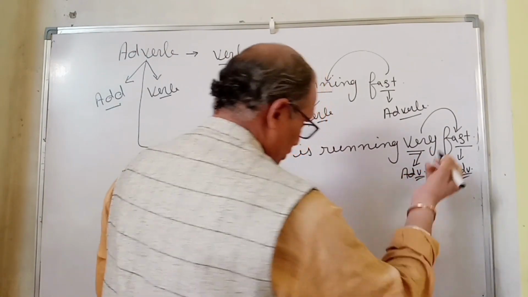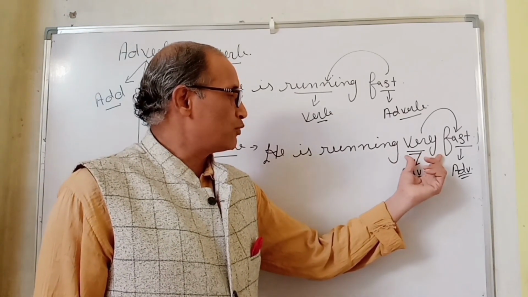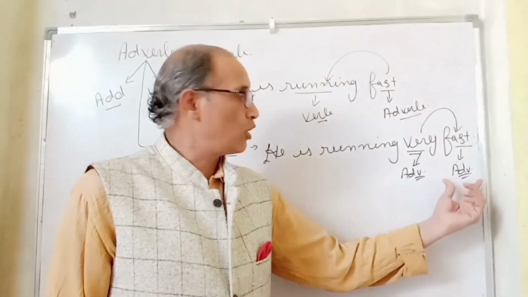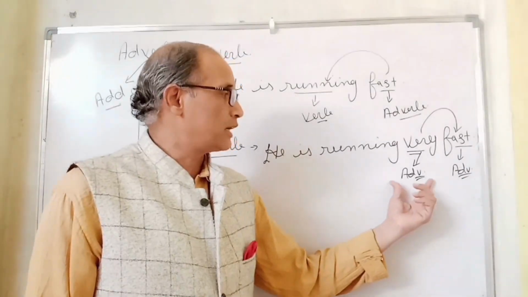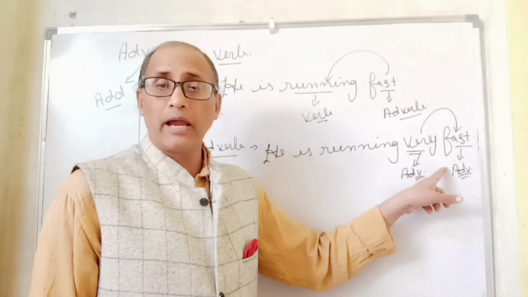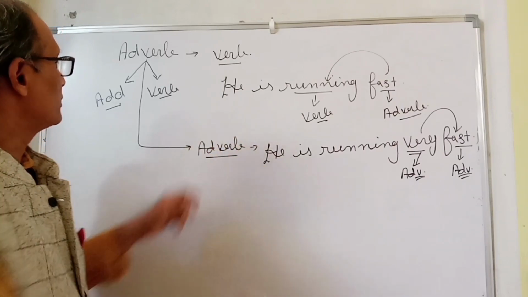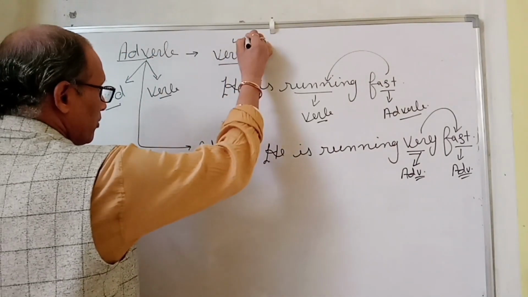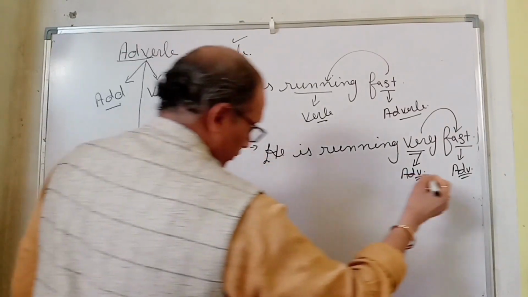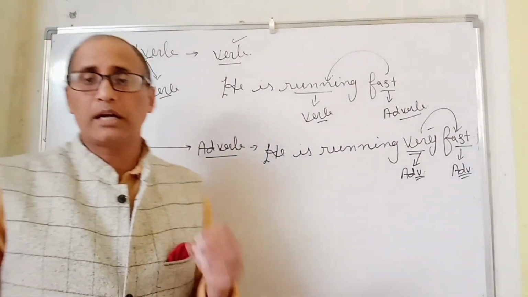So you can see yourself that this word very qualifies the word fast. Fast is already adverb. So that's why we can say that very qualifies or modifies adverb. So you can see in these two sentences, in the first sentence, this adverb modifies verb. In the second sentence, this adverb modifies or qualifies adverb. Now see the third example.